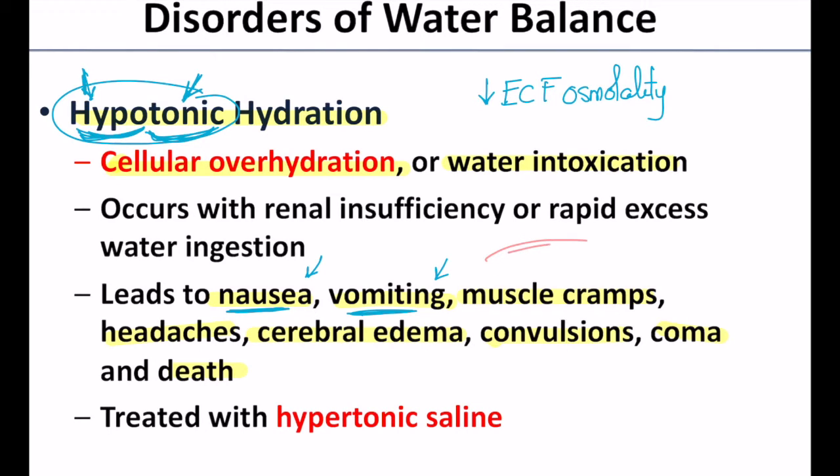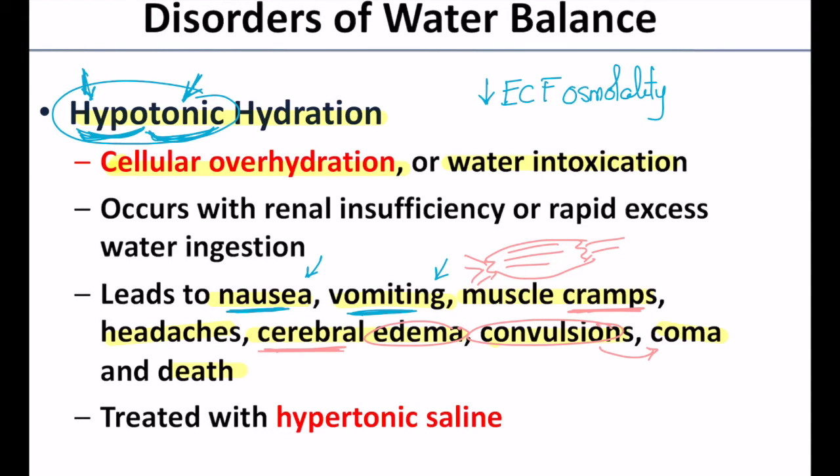Sometimes it progresses to vomiting. My muscle cells are going to be swelling because of the net fluid gain, and the swelling of my muscle cells on here will result in muscle cramps. Might have swelling in the brain cells resulting in cerebral edema or convulsions. Those convulsions might progress to coma and death.